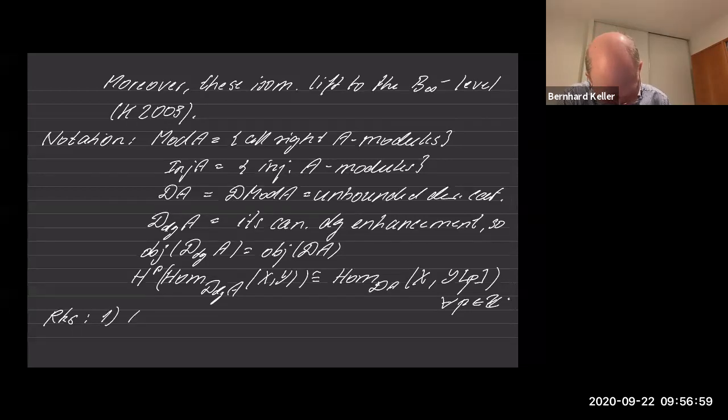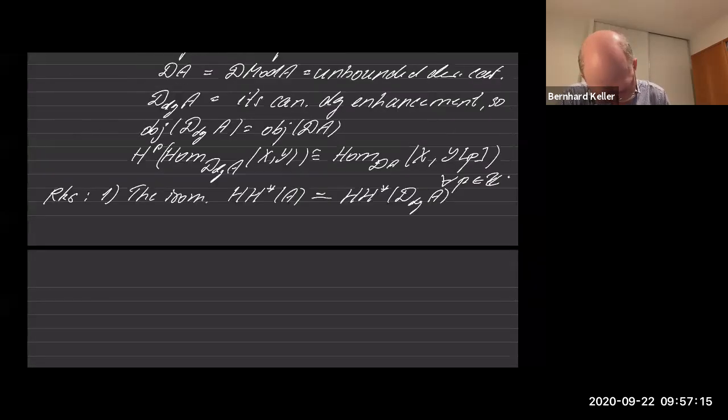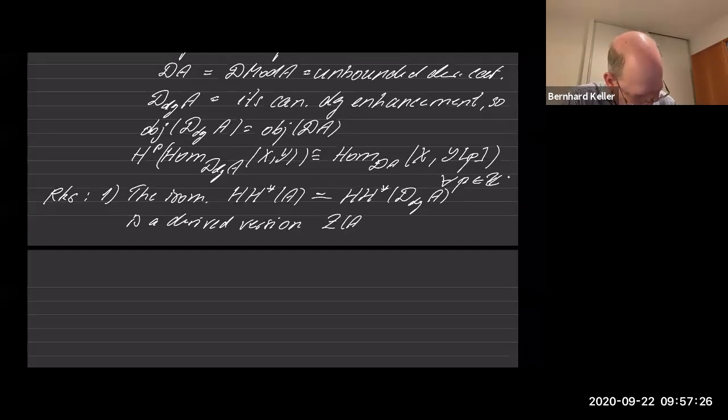The isomorphism between Hochschild cohomology of A and Hochschild cohomology of the DG derived category of A, if you like, is a derived version of the classical isomorphism between the center of A and the center of its module category. Yes, the Hochschild cohomology can be viewed as the derived version of the center, and the derived category is the derived version of the module category.